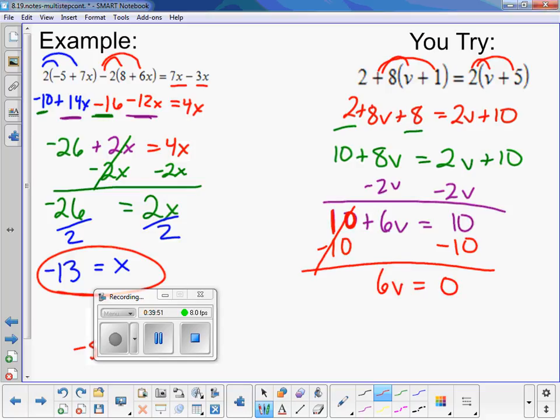There's that 0 again. Remember, it's okay to have a 0. I need to move the 6. It's 6 times v. So 6 divided by 6 on both sides. 6 is canceled. 0 divided by 6 is 0. So I think that my answer is 0.